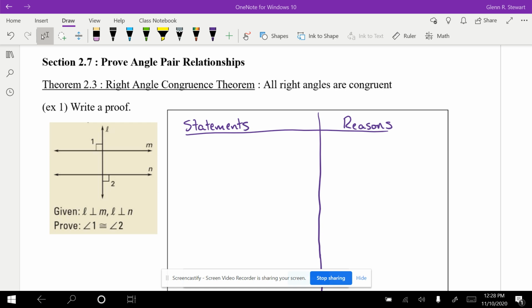This first one here, we're going to do the right angle congruence theorem. All right angles are congruent. We're going to prove this. First thing that we have is our statements and reasons. First statement, obviously, is going to be our given. So L is perpendicular to M, and L is perpendicular to N.